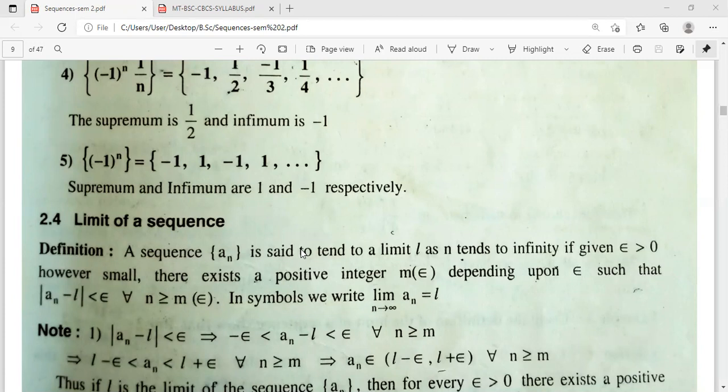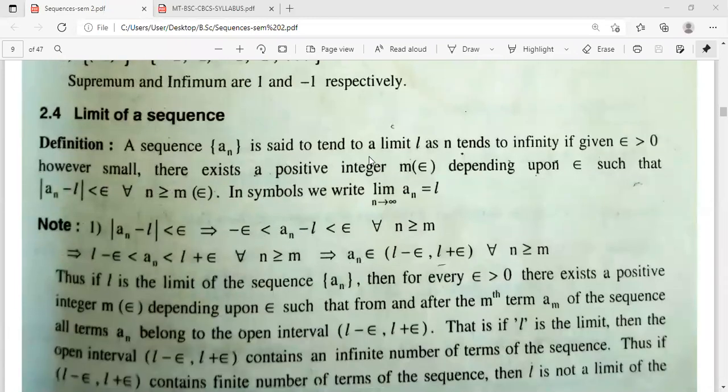Let us see the definition here. The sequence a n is said to tend to limit L as n tends to infinity if, given epsilon greater than 0, however small, there exists a positive integer m of epsilon. If you write m also, there is no problem here. M is depending on epsilon, so m of epsilon, such that modulus of a n minus L is less than epsilon for every n greater than or equal to m of epsilon.